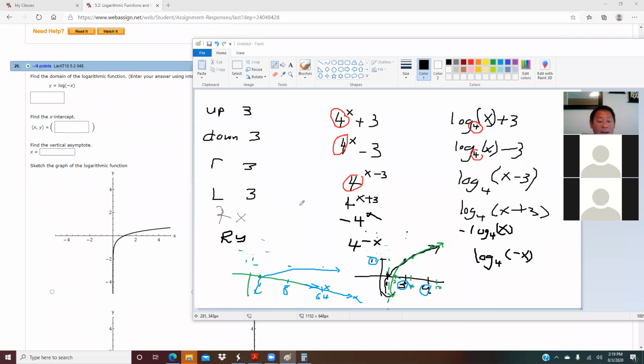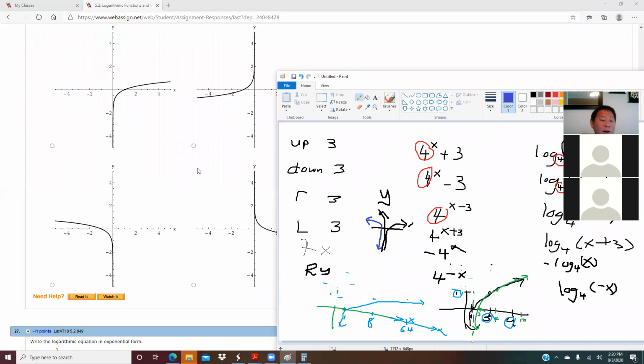So what you had last time is a log x, which is this. So what happens when you reflect this on the y-axis? What happens to your graph? It will go to the other side. So this blue line is the reflection on the y-axis. So which one do you think your graph will look like?